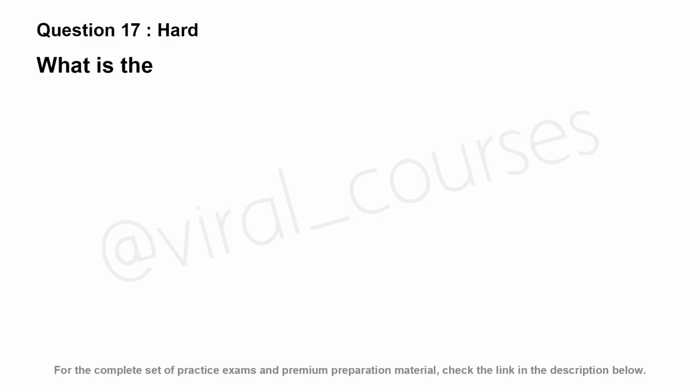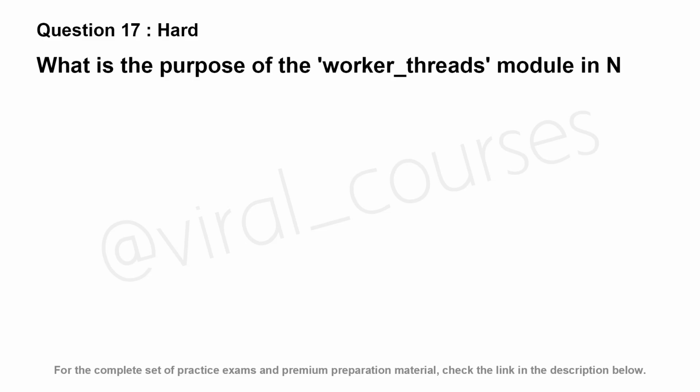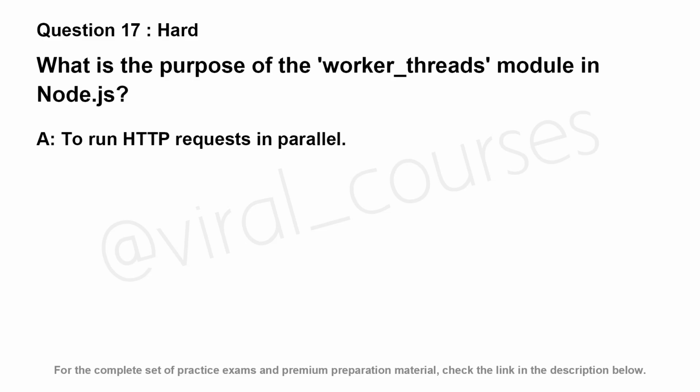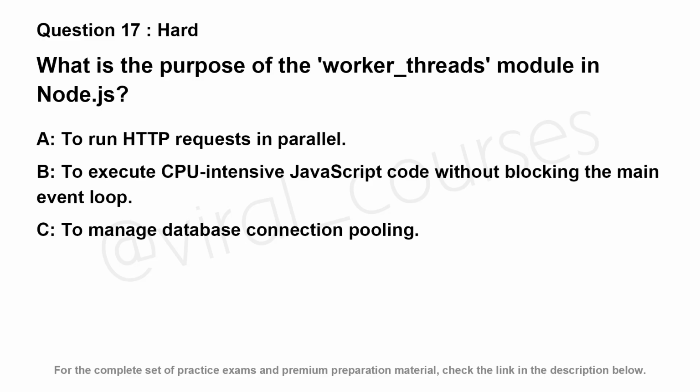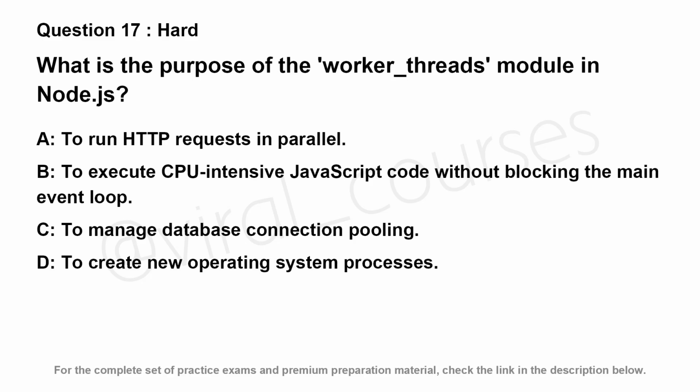What is the purpose of the worker_threads module in Node.js? Option A. To run HTTP requests in parallel. Option B. To execute CPU-intensive JavaScript code without blocking the main event loop. Option C. To manage database connection pooling. Option D. To create new operating system processes.